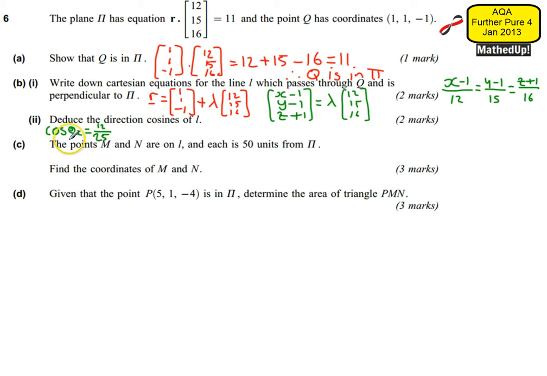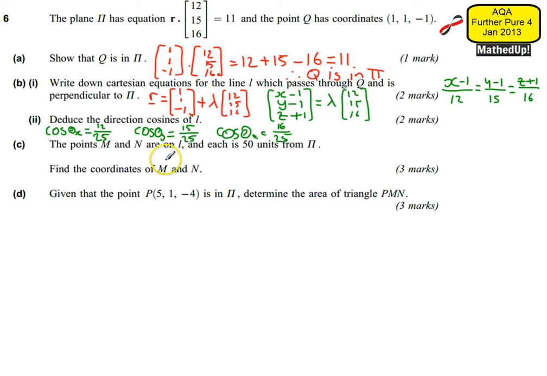And what that's telling me is the cosine of the angle made with the x-axis. So that's my adjacent divided by my hypotenuse, and my hypotenuse is given by the magnitude of this over here. So I've got cos theta in the y direction, and that's going to be 15 over 25. And cos theta in the z direction is going to give me 16 over 25. Okay, so you go for that. That's another 2 marks there.